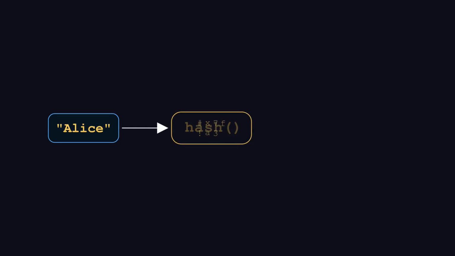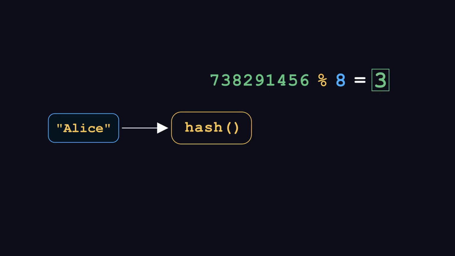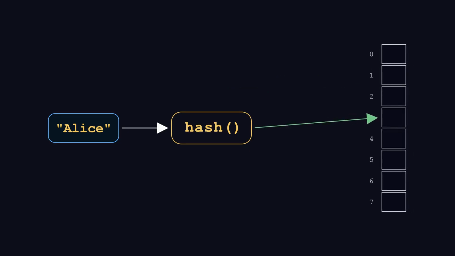This function scrambles the input and produces a large number. That number gets reduced, usually by dividing by the array's size and taking the remainder, into an index. The key insight is this: you don't search for where Alice lives. You calculate it. One operation, direct access. No scanning, no sorting, no comparisons. Just math pointing you to the exact slot.